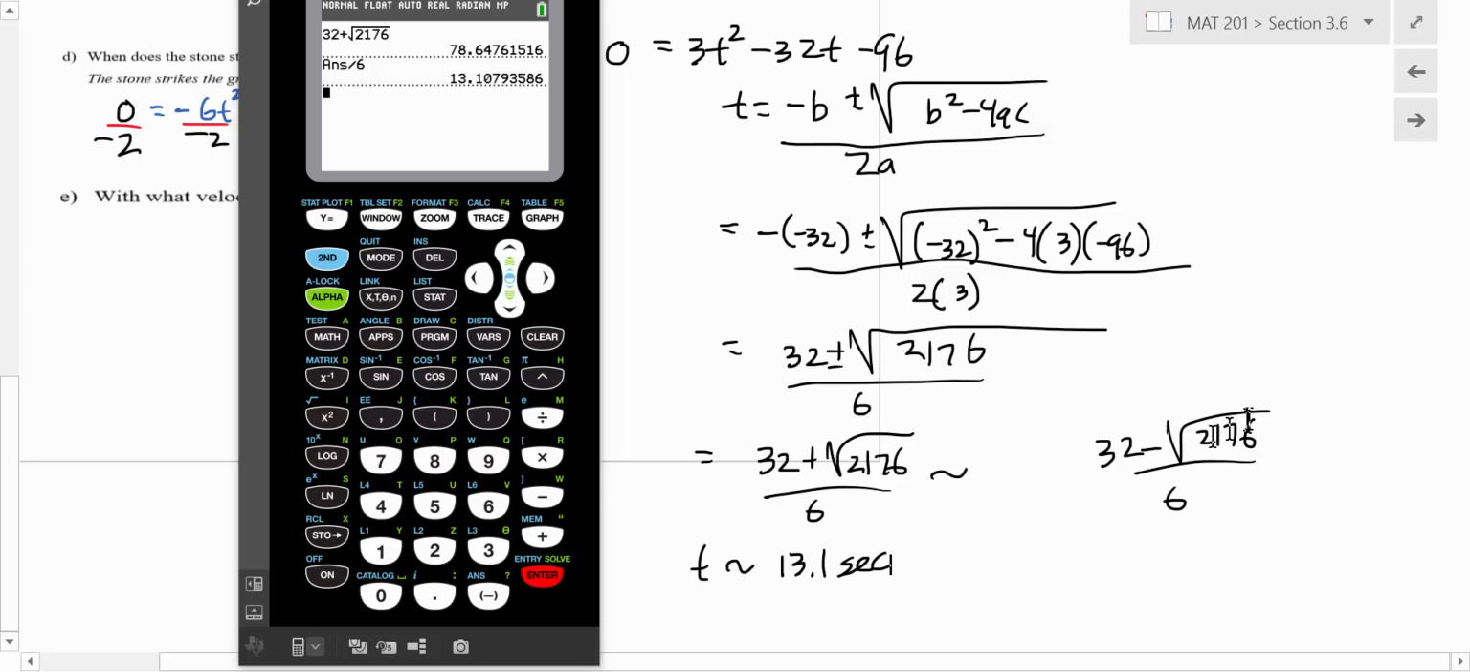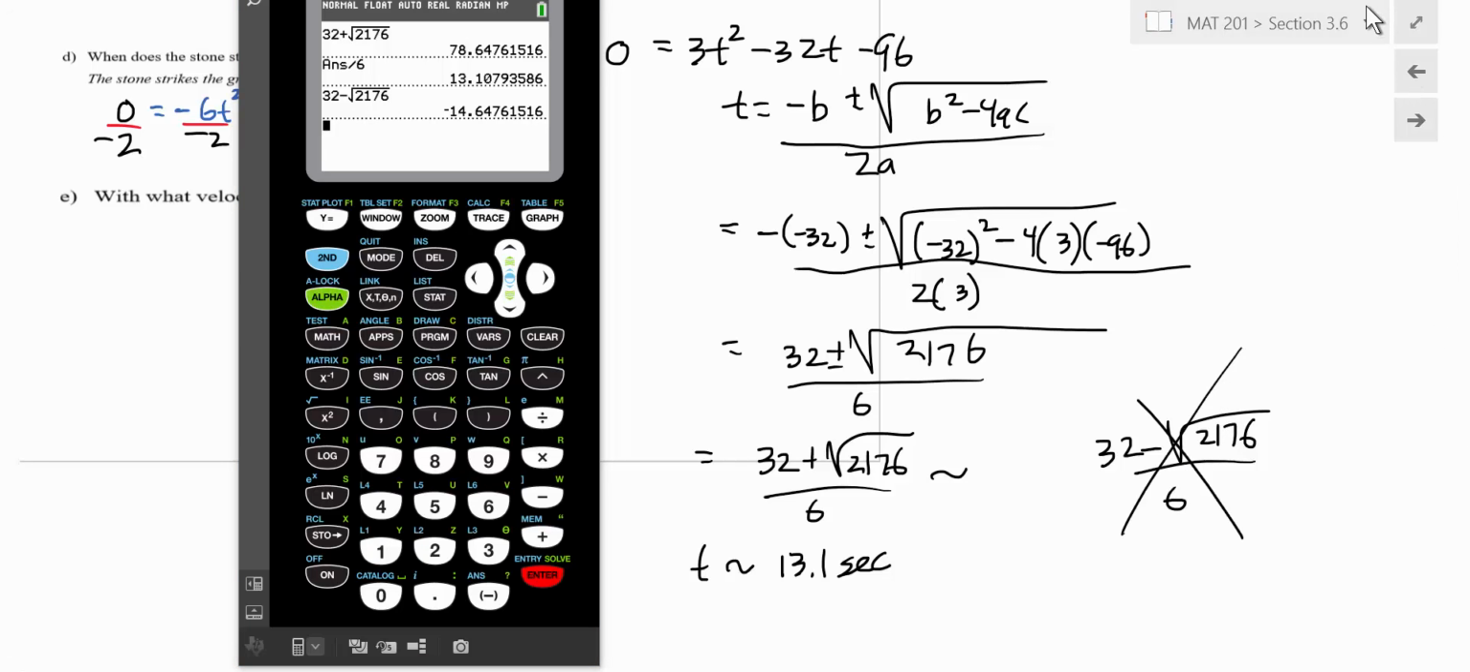This one over here would give you a nonsense answer, because if you did 32 minus the square root of 2176, you get a negative number there. So that one's nonsense. All that one would do is give the x-intercept of the parabola. It doesn't give the one that's logical in the context of the problem. Okay, everybody okay with what I did there then?